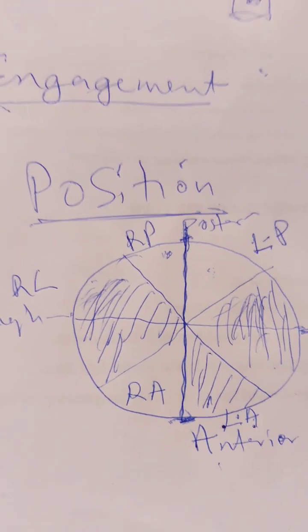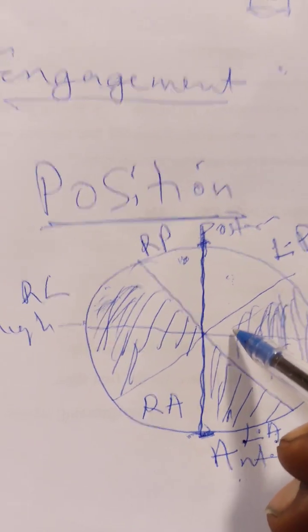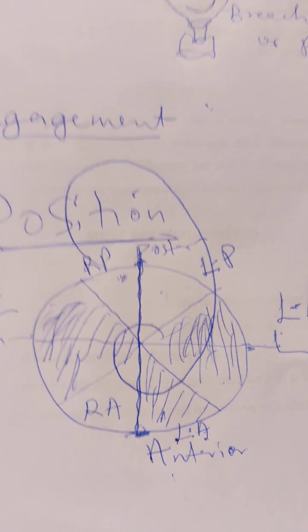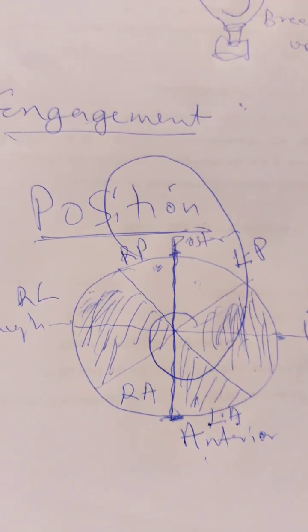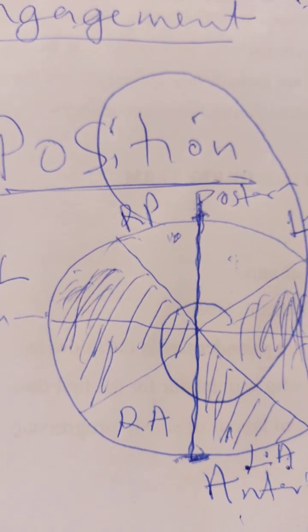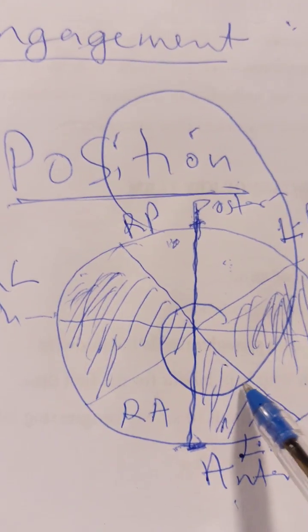Where is the occiput of the baby? If the head of the baby descends here like so, this is a baby that has, the head has descended into the pelvic cavity. Where is the occiput? See, this is it.